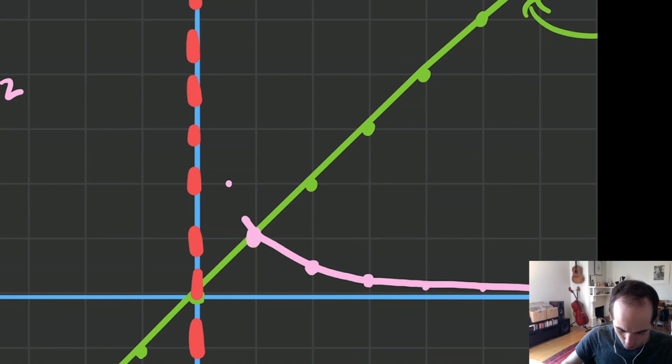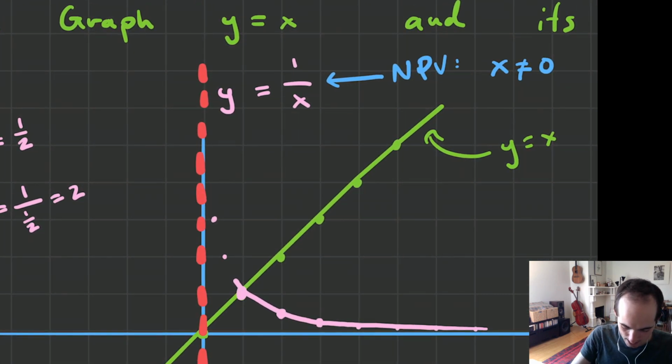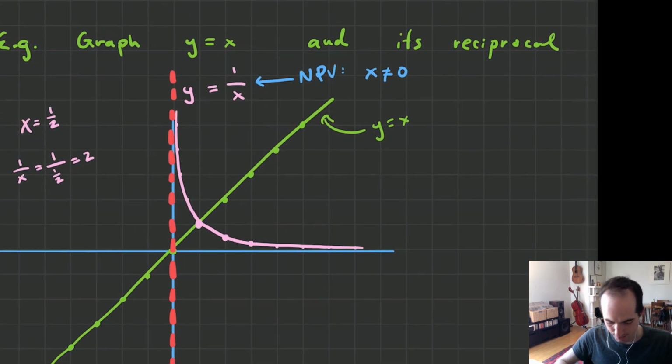What if we looked at 1/3? A third is right around here. When x equals a third, 1 over x would be 3 over 1, so we would get a point here. At x equals a quarter, we would have the point 4. And when x equals a fifth, we'd be at 5 there. You can see almost like a little mirror image happening on this side. So there's the first part of our graph.